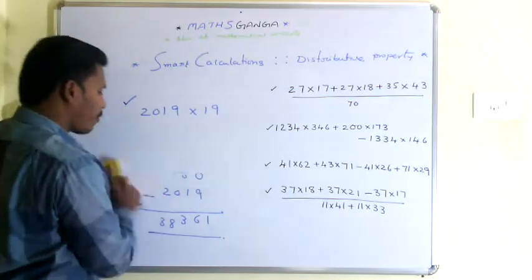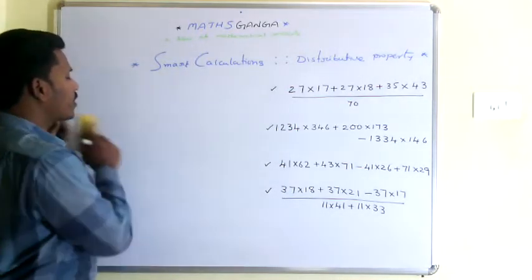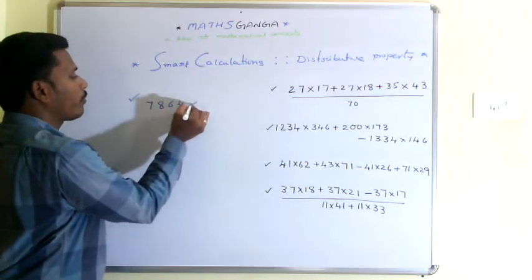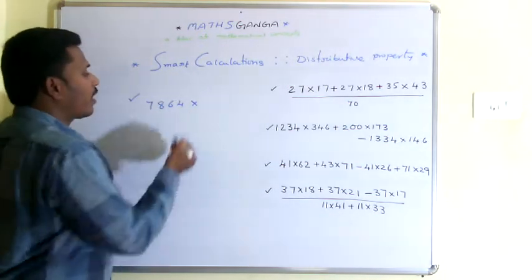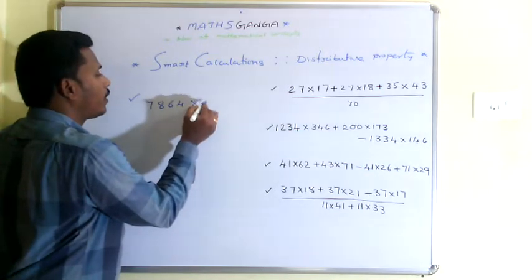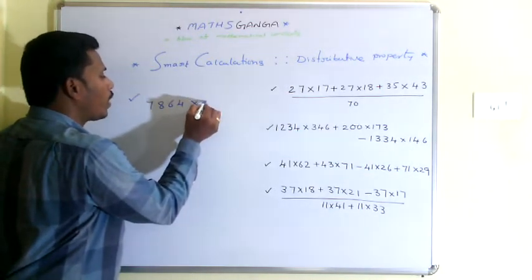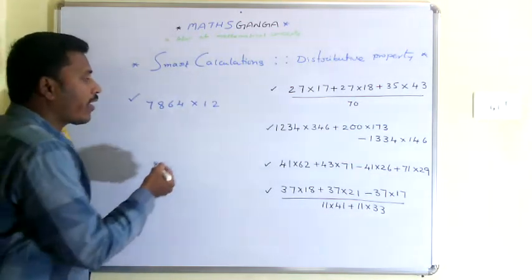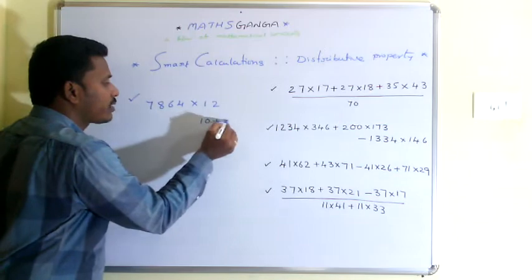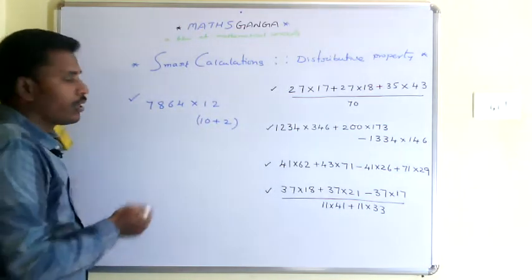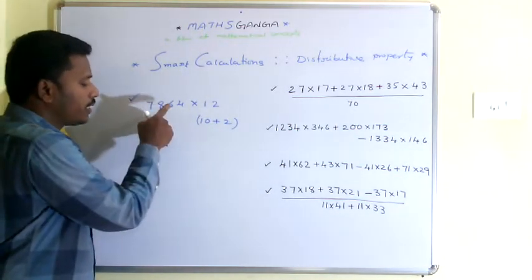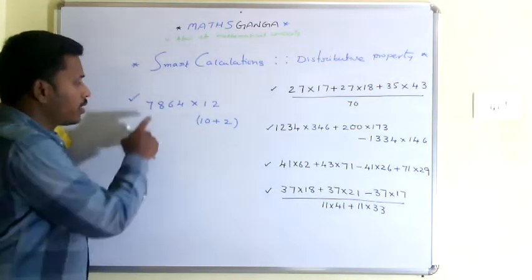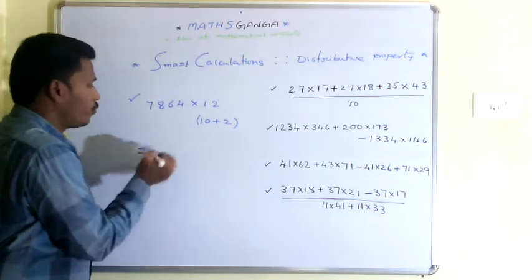Suppose I have another problem, like 7864 into 12. Since I am going to multiply with 12, I will express this 12 as 10 plus 2. Instead of multiplication with 12, I will convert the problem into a problem of addition: 7864 into 10 plus 2.